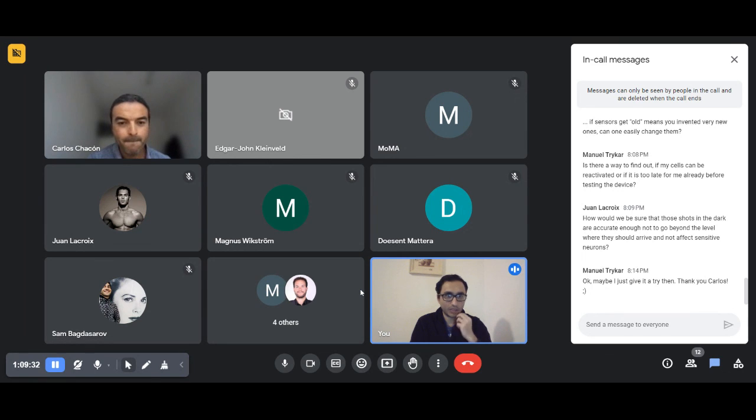How would we be sure that these shots in the dark are accurate enough not to go beyond the level where they should arrive and not affect sensitive neurons? Yeah, that's a very good question. So basically, the scale of the stimulation we're using is so low that you cannot even feel it.